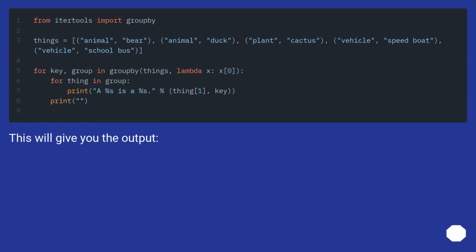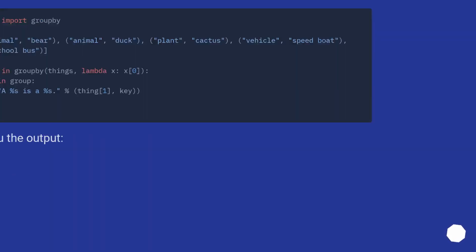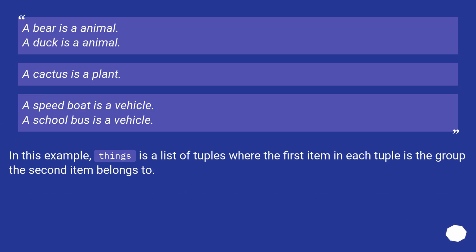This will give you the output. A bear is an animal. A duck is an animal. A cactus is a plant. A speedboat is a vehicle. A school bus is a vehicle.